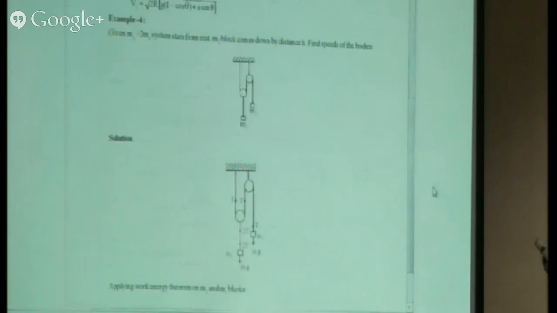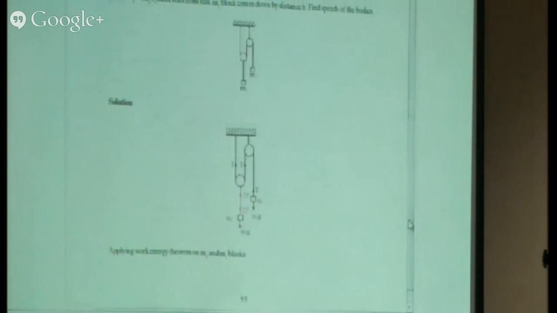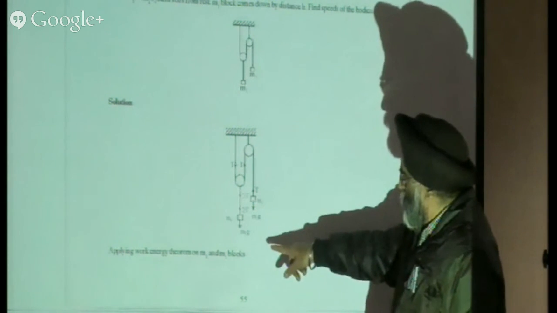Yeah, example 4. This is an interesting one. Let's take all types of examples: horizontal surface, then inclined plane, and then pulleys. So look at the diagram. There are two pulleys over which a rope goes, and there are two masses. To the first pulley, a mass m1 is hanging down, and to the second pulley, a mass m2 is attached.